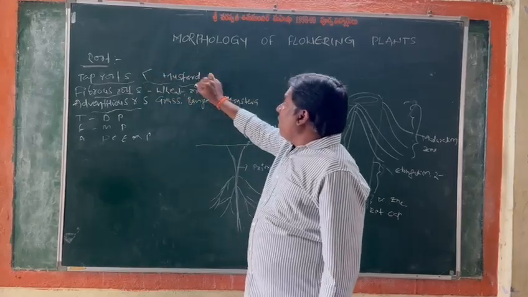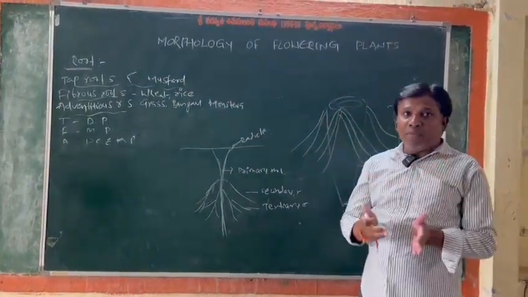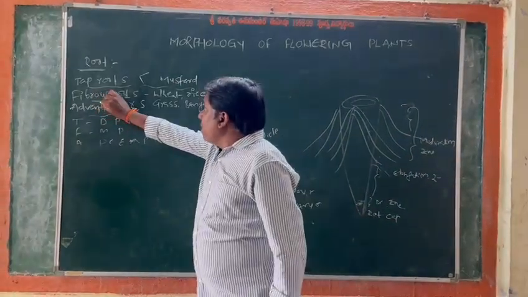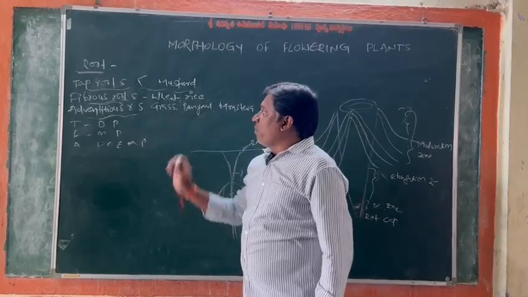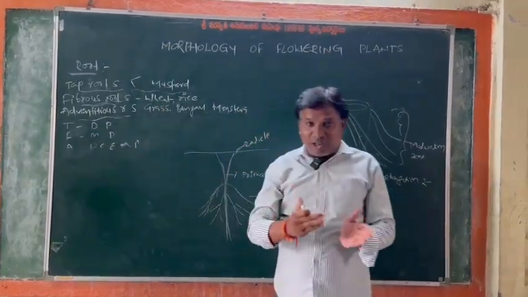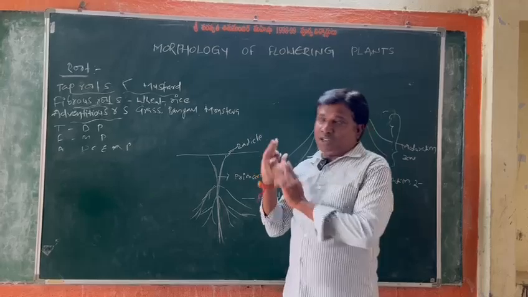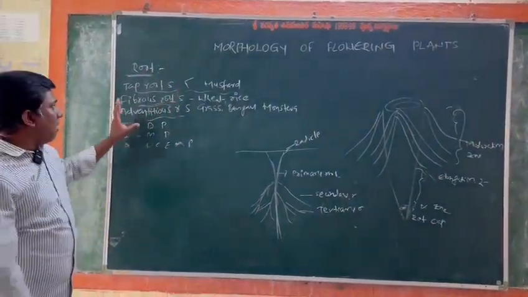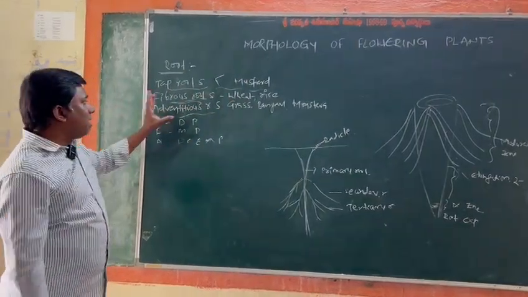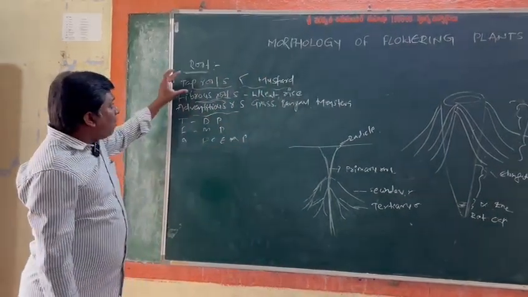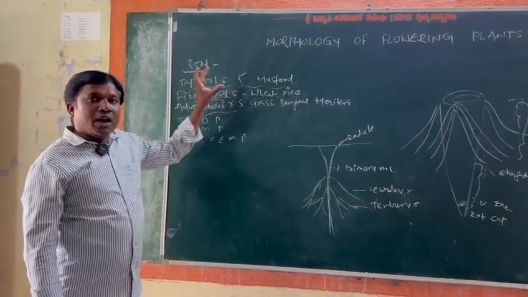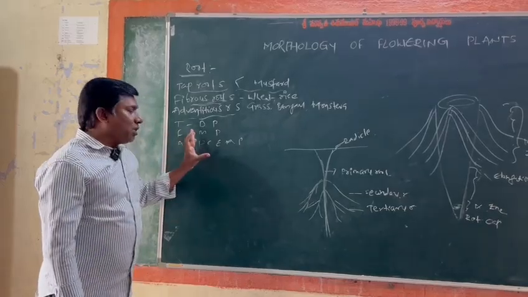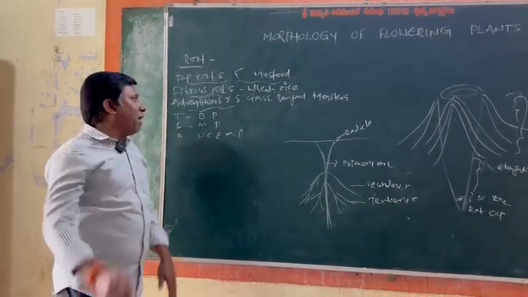Taproots are commonly in dicot plants. Fibrous roots are commonly in monocot plants. Adventitious roots occur in both dicot and monocot plants. So these are the types of root systems. Taproot systems are commonly in dicot plants, fibrous roots are commonly in monocot plants, adventitious roots occur in both dicot and monocot plants.